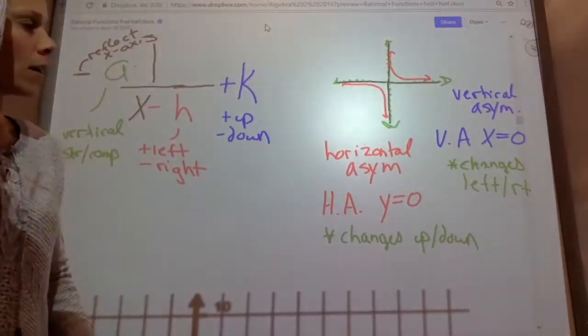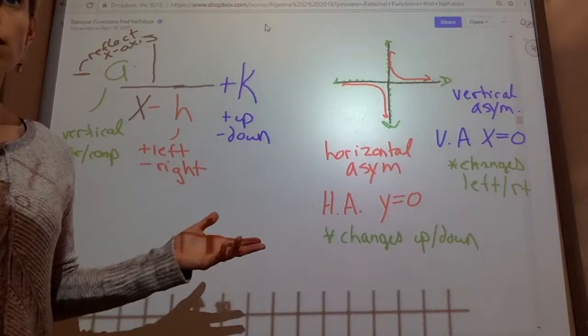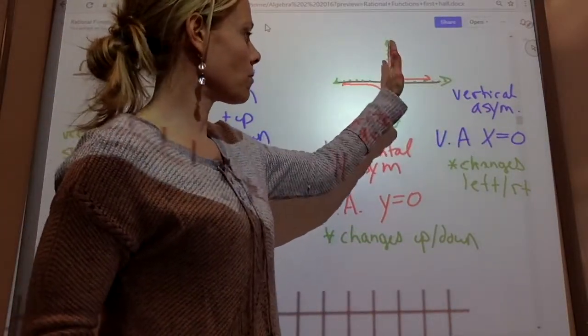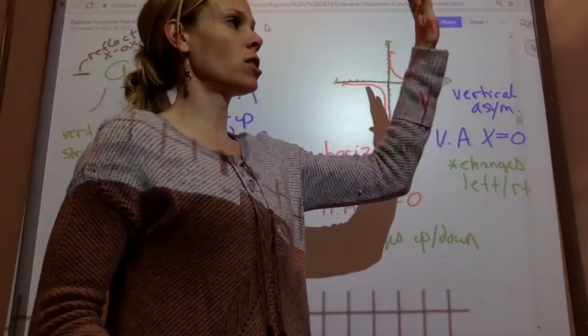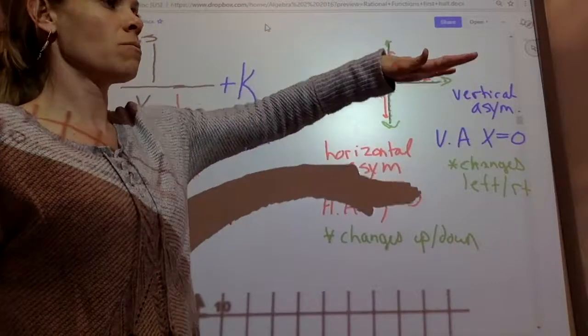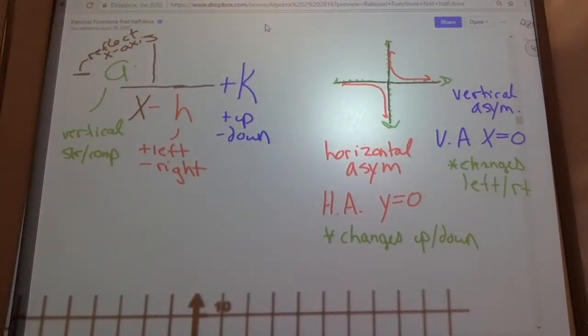That's what you have to remember or memorize. If you think vertical asymptote, vertical line, the only way it changes is left and right. If you think horizontal asymptote, horizontal line, it changes up and down. The last thing we can talk about then is domain and range.